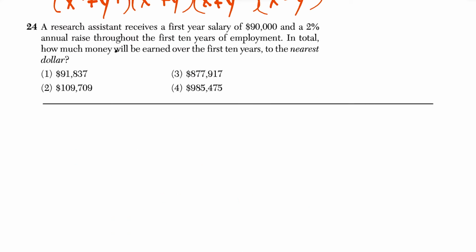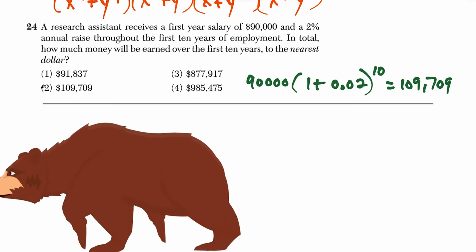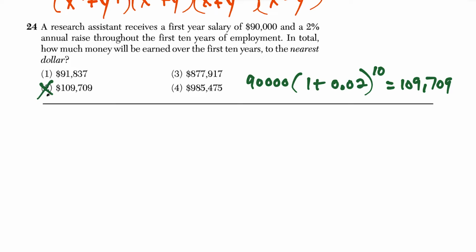Question 24, a research assistant receives a first-year salary of $90,000 and a 2% annual raise throughout the first 10 years of employment. In total, how much money will be earned over the first 10 years to the nearest dollar? So for this question, we have to be very careful. It's very tempting to do 90,000 times 1 plus 2%, which is 0.02, and then raise this to the 10th power. If you do this and you round to the nearest whole number, you're going to get 109,709.